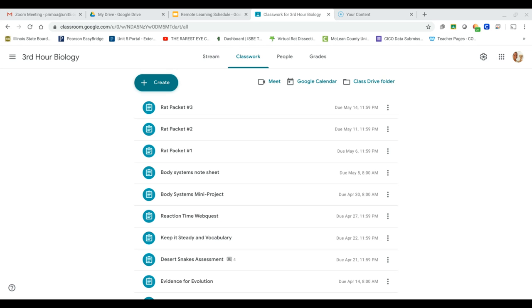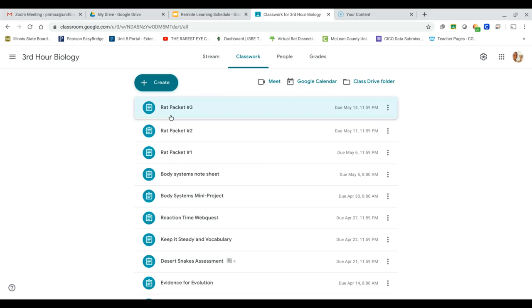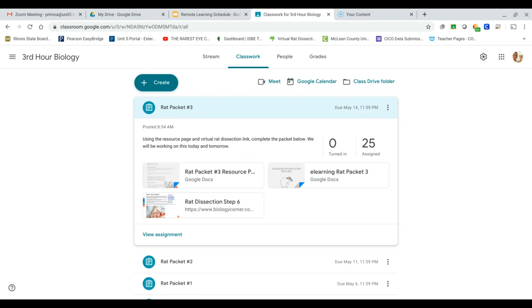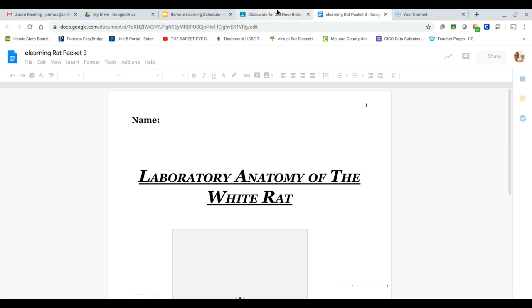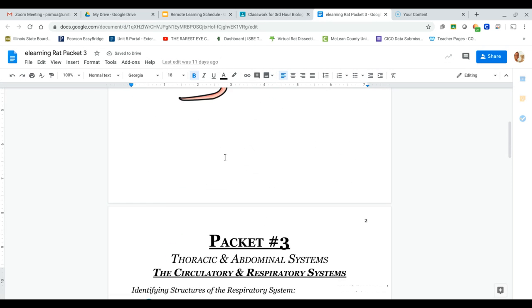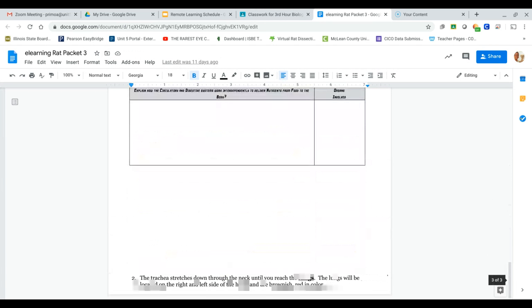And then what you'll do is come to the classwork tab like normal, click on rat packet 3, and you should have all of these resources. So what you'll be completing is this actual worksheet. So again, it's relatively short. So I am going to give you today and tomorrow to do it. I feel like that is plenty of time.